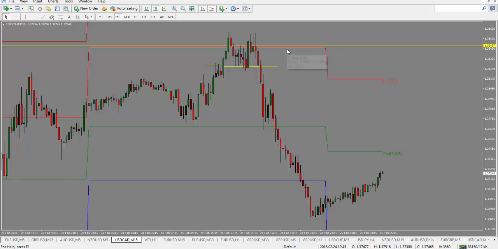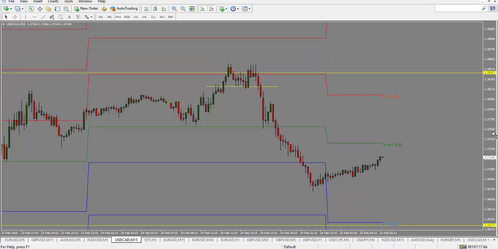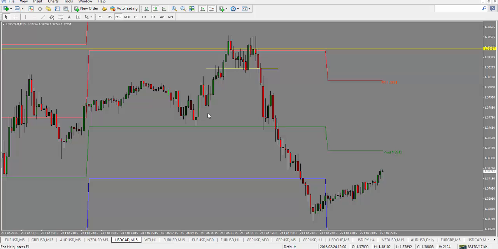So again, just to review, this is the R1 level of the daily pivots. We see a trade from R1 go to pivot, which is the first reaction point. It's also a minor support and resistance area here. And then we see a bit of a pullback and then another leg to the downside, and we see it go to S1 and then slightly further. So this is a very nice trade.